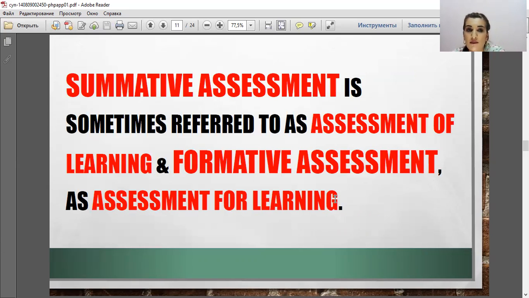Summative assessment is sometimes referred to as assessment of learning, and formative assessment as assessment for learning. Formative assessment means our students will be assessed for learning. It means they will work on their knowledge, on their activities, and of course gain some kind of knowledge. And at the end, they will be assessed and checked the level of the gained knowledge.